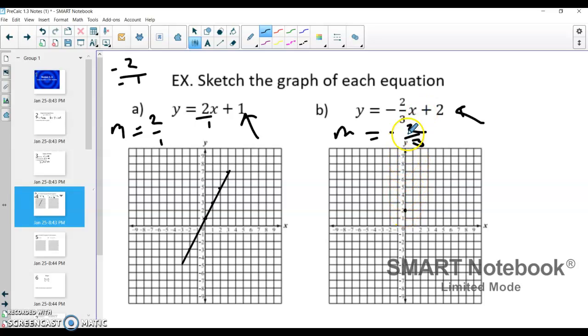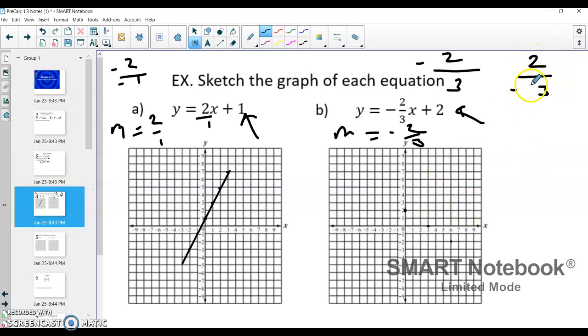And then we have negative 2 over 3, so we can go down 2 to the right 3, down 2 to the right 3, or we could see this as a positive 2 over a negative 3. So two different ways to see it. You can see it as negative 2 over 3, or you could see it as positive 2 over negative 3. Both are the same thing.